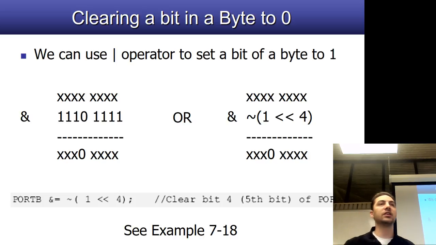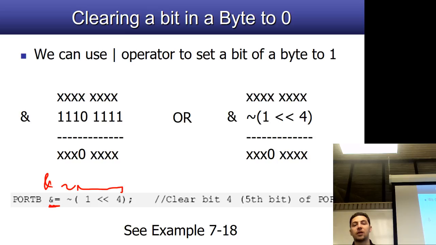Okay? This is bit setting 101. So here's the portable way to do that. You say port B and equals, ampersand equals, and then you take the mask, you invert the mask, and you AND it. And that will clear that bit.